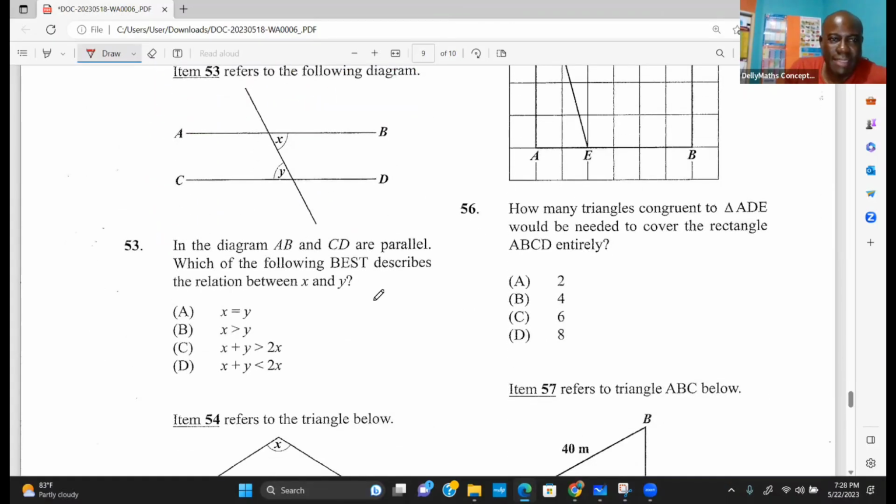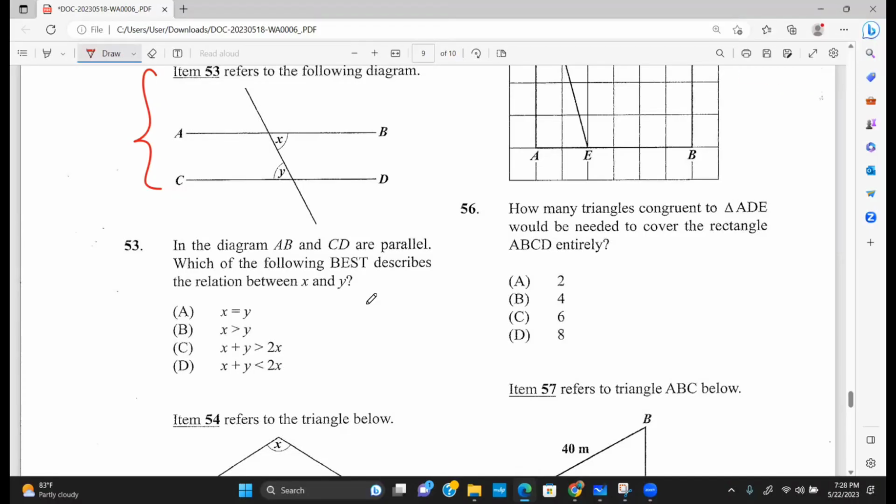Next one now. I think we're going to look at this to answer the question. AB and CD are parallel. Which of the following best describes the relation between X and Y? Anybody? What's the relation between them? A, sir. They are equal. Very good.